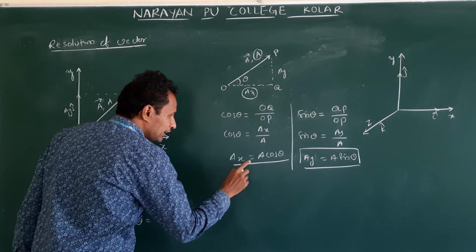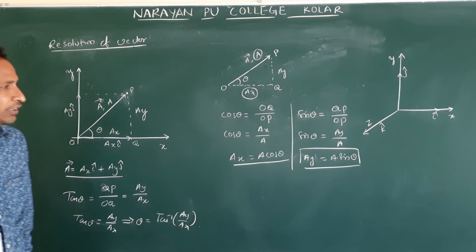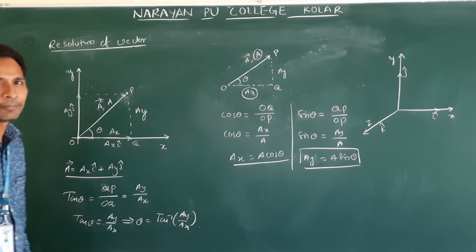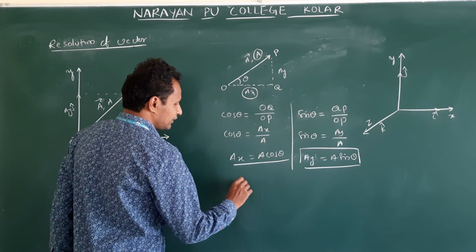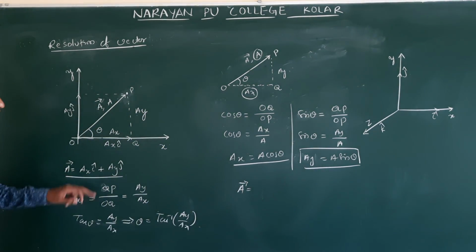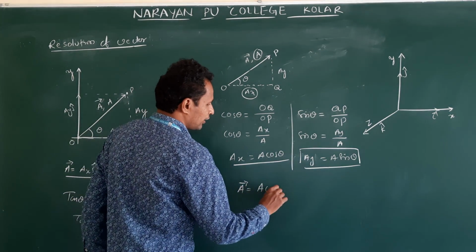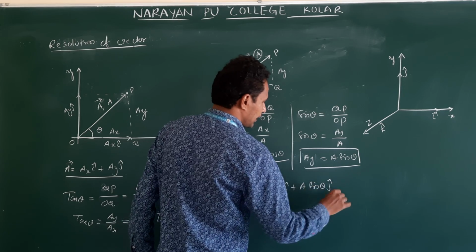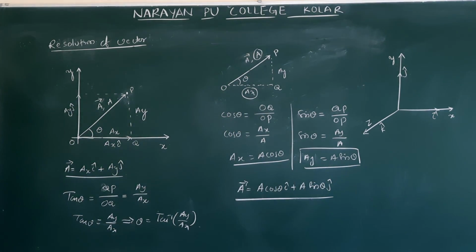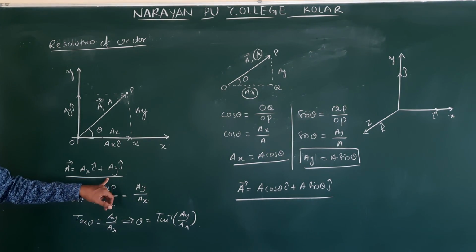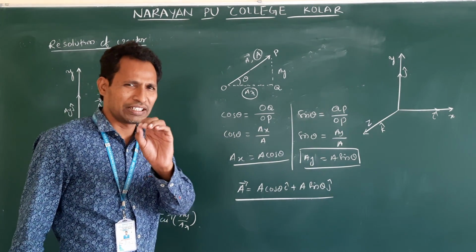This we call the horizontal component of a vector. This we call the vertical component of a vector. Clear? So you can write this vector A in vector form as Ax I cap plus Ay j cap. You can write this as A cos theta I cap plus A sin theta j cap. Am I correct? Both are correct. Clear? Horizontal component, vertical component: Ax, Ay. Very simple. I'll say very simple.